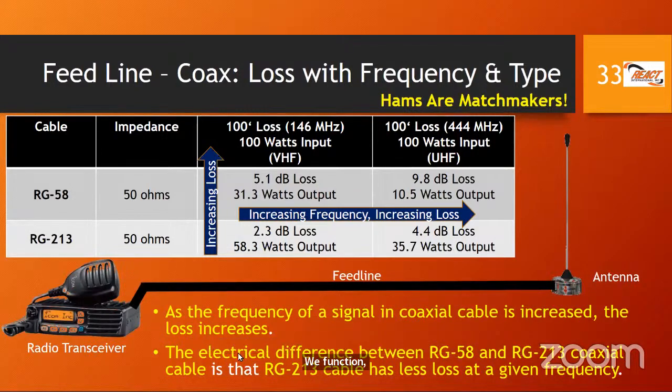Also for the exam, we need to know that the electrical difference between RG58 and RG213, those are two types of coaxial cables, is that RG213 has less loss at a given frequency. And hopefully you can see that here. RG213 for a particular frequency, let's say VHF, compared to RG58, it's 2.3 dB loss, which is lower than 5.1 dB loss for the RG58.